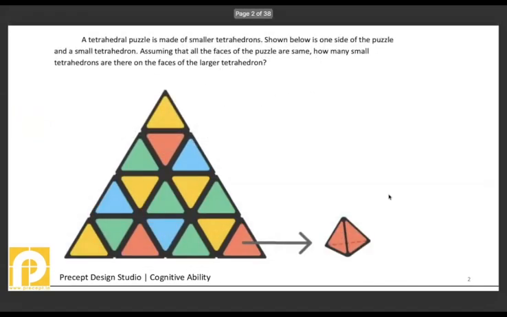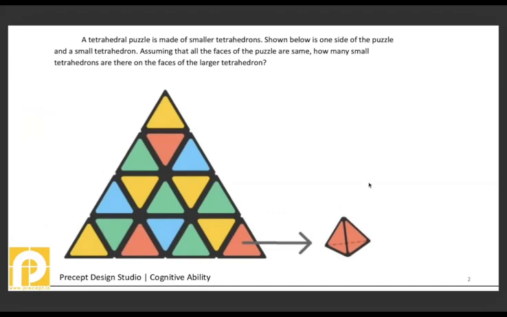This is the first question. A tetrahedral puzzle is made up of smaller tetrahedrons. Shown below is one side of a puzzle and a small tetrahedron. Assuming that all the faces of the puzzle are the same, how many small tetrahedrons are there on the faces of the larger tetrahedron?